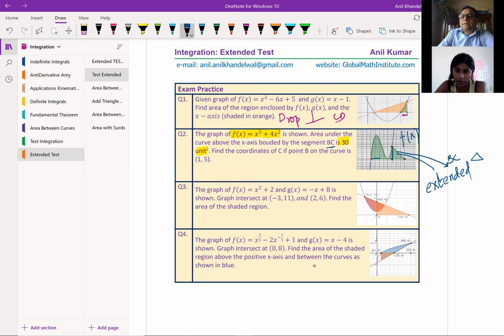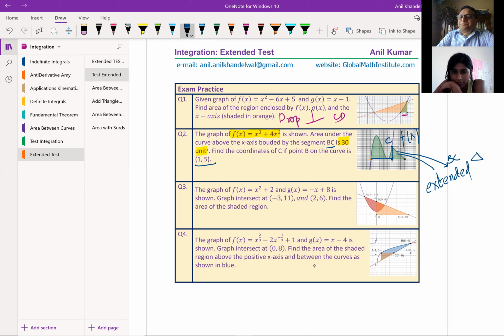So this is your x-axis. The graph function is between this point, which is C. Let me write a bigger C. C is given to us as (1, 5). So if I put 1 in the function f of x, f of 1 is 5, right? And so you have this particular point, which is C, (1, 5). So the strategy to find the whole area should be to add the area of this triangle to the area under the curve, correct?